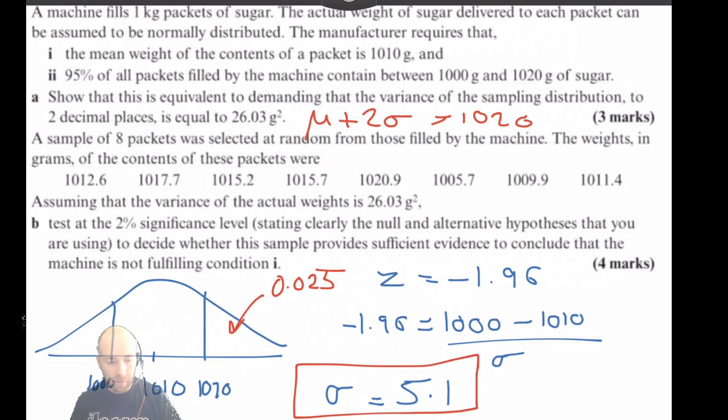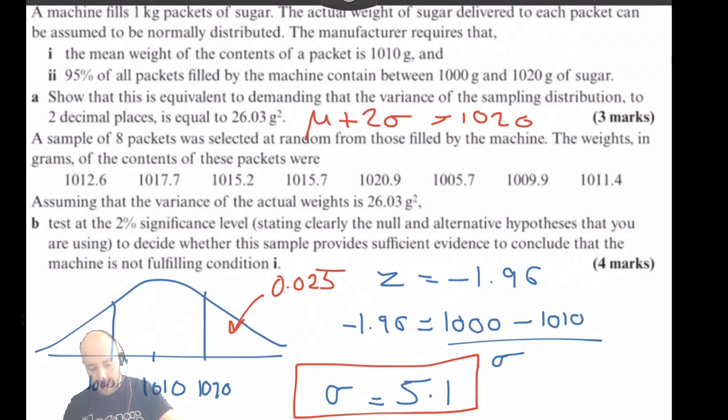Cool. And we can check this out as well. I reckon we'll get sigma as 5 if we do it the other way. So if we do it the other way, 1020 take 1010 equals 2 sigma divided by 2. So 5 or 5.1 would both be acceptable answers for this one.